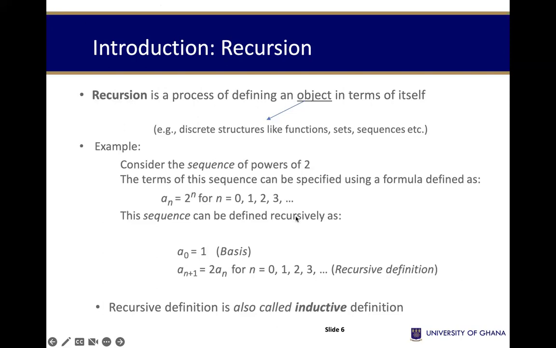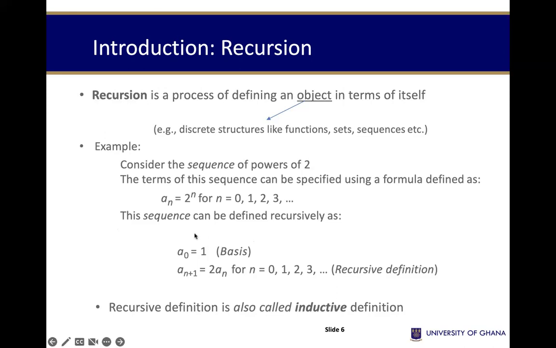So let's continue. This sequence can be defined recursively. In terms of defining any function recursively, we need to have 2 main steps. The first one is what we call the basis step. The next one is what we call the recursive step. When we talk of the basis step, we are looking at the initial step or the fundamental step. And normally we assume 0.